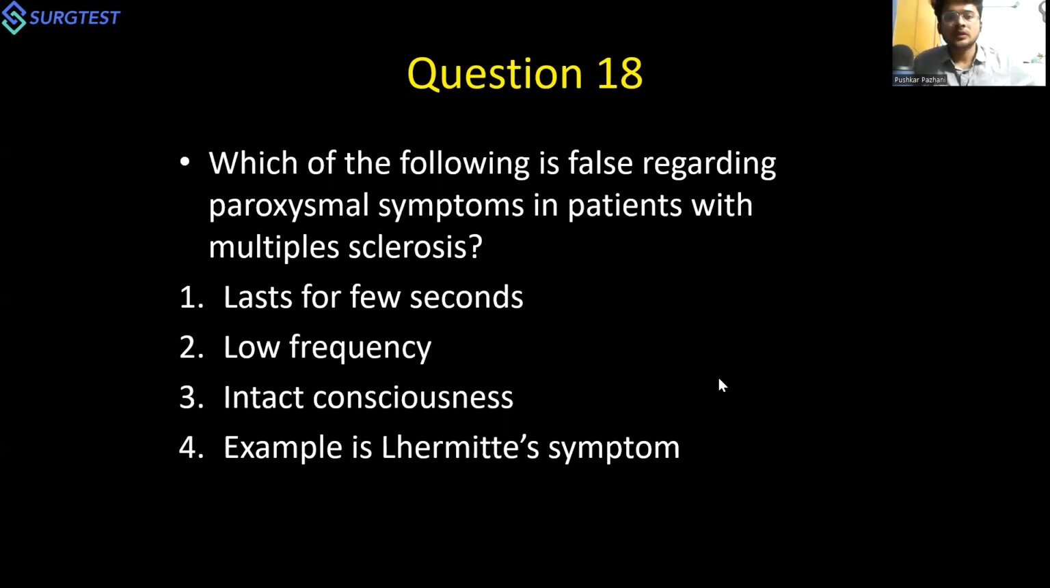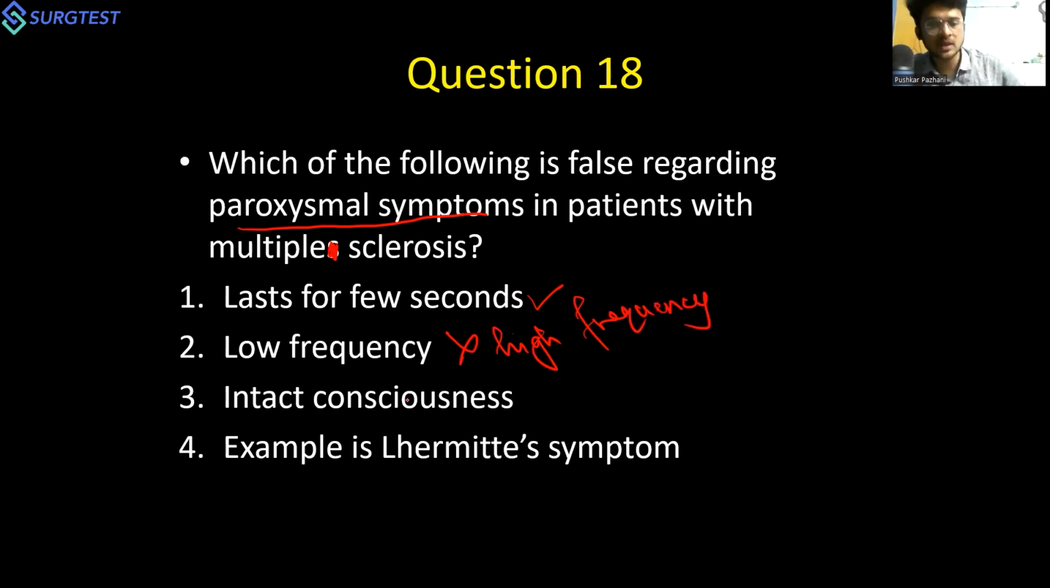So we'll analyze this MCQ. Paroxysmal symptoms in multiple sclerosis. Sorry for the spelling mistake. It lasts for a few seconds. Low frequency? No, actually it is high frequency. It happens multiple times per day. The patient has intact consciousness as well as a normal EEG, so sometimes it can be confused with epilepsy or seizures. An example is Lhermitte's symptom. Yes, Lhermitte's symptom is an example of paroxysmal symptoms.